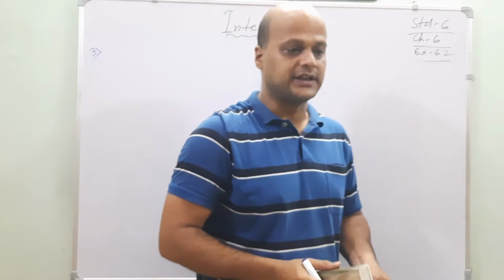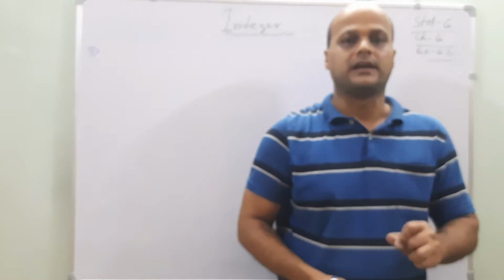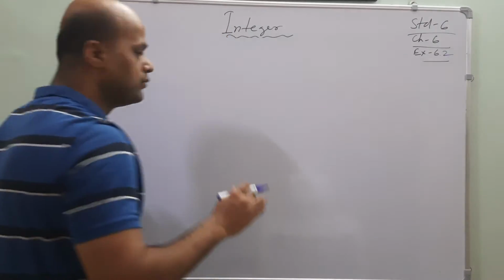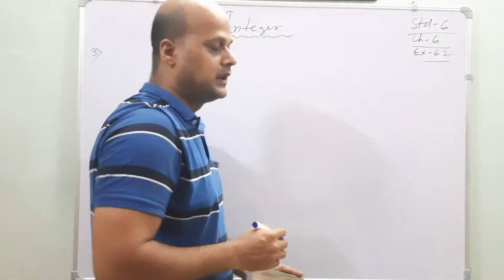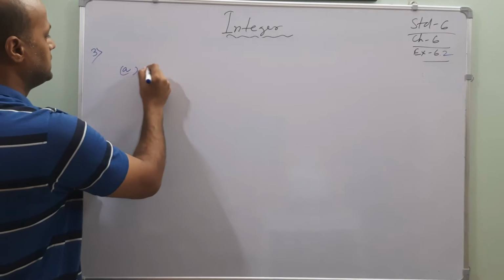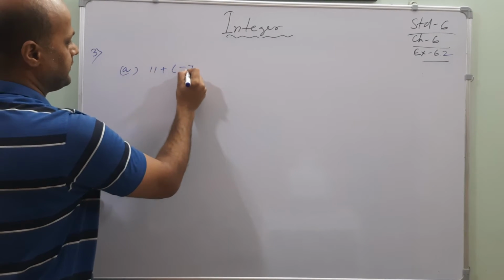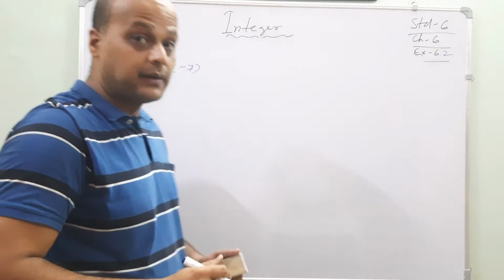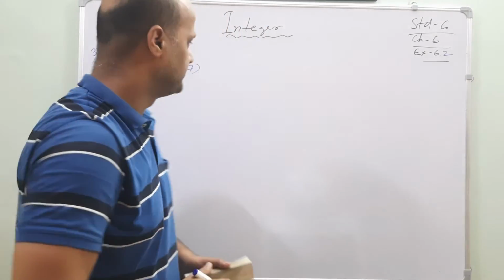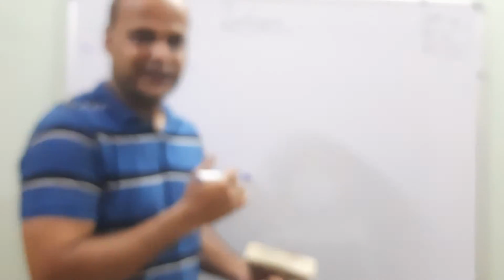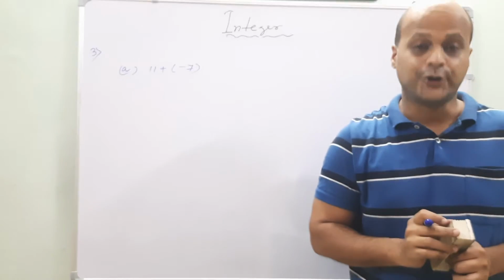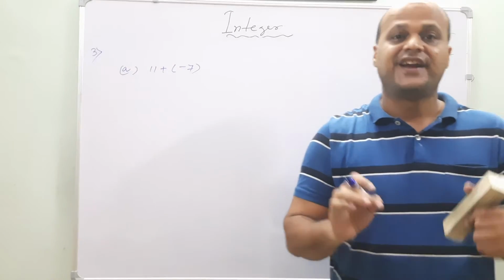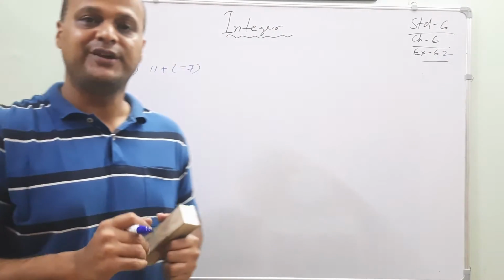What is the third question saying? Add without number line. Yes, without number line you have to be adding. How? See, 11 plus minus 7. Okay, 11 plus minus 7. Before this one, I am going to give you certain rules or theorems, which are very, very important for you.